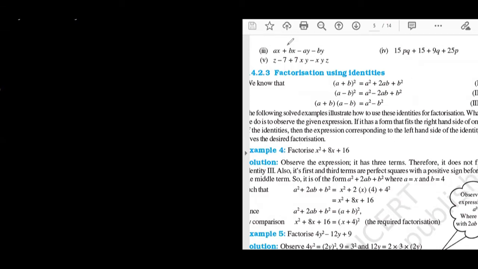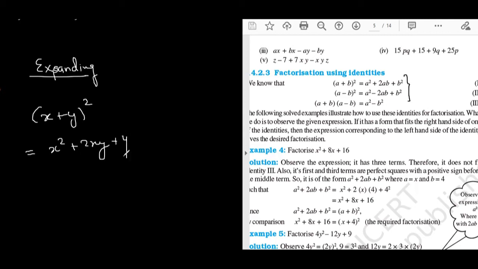Now you can put the heading as factorization using identities. So remember one thing. We learned four identities as of now, isn't it, in the algebra chapter? In the algebra chapter, we were expanding. That means they were giving you x plus y whole square, and you were expanding it in the next step, x square plus 2xy plus y square. Remember? And this was the answer.